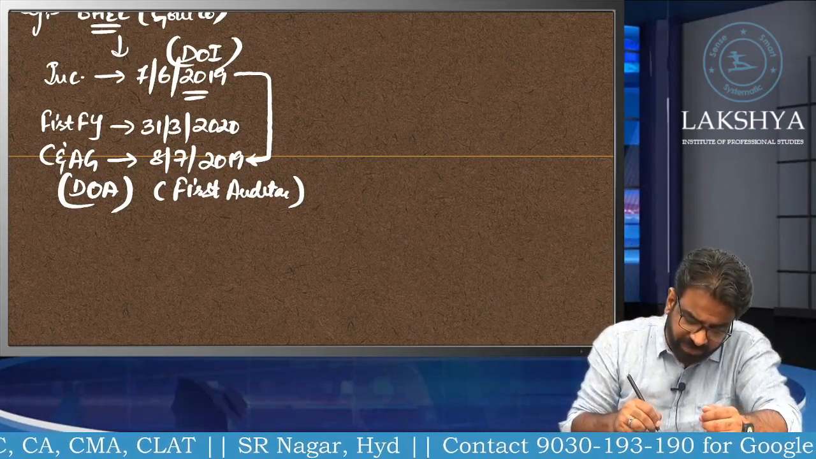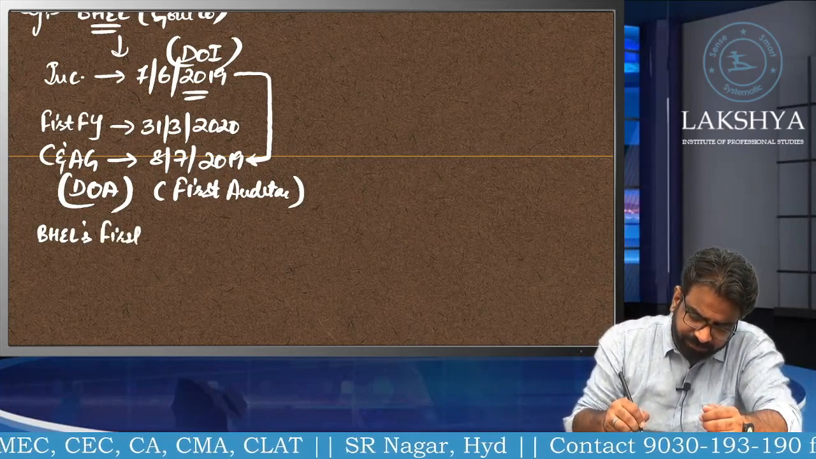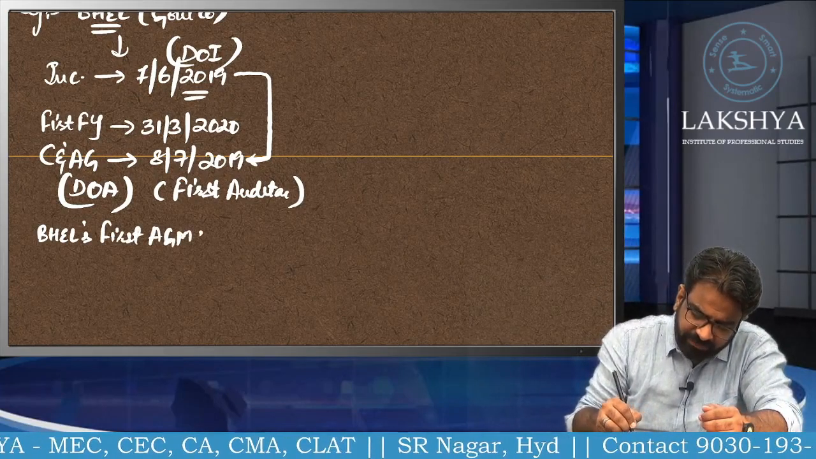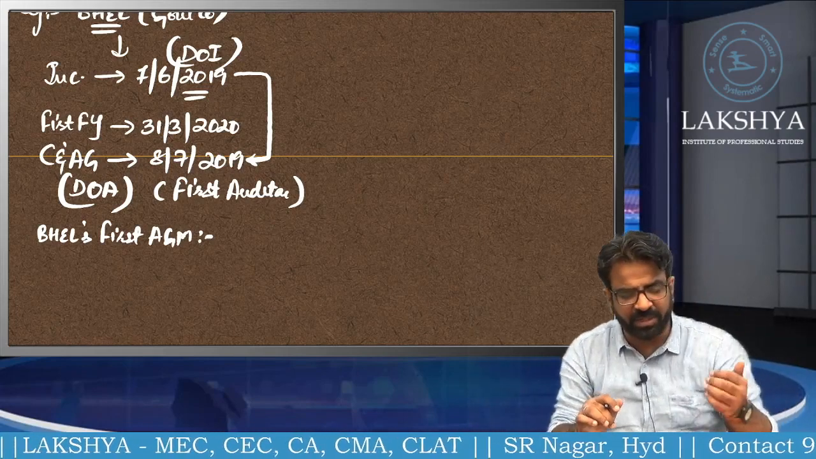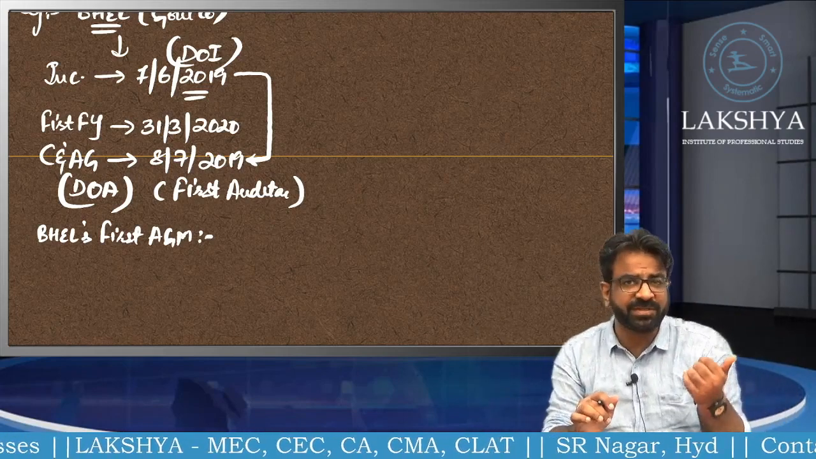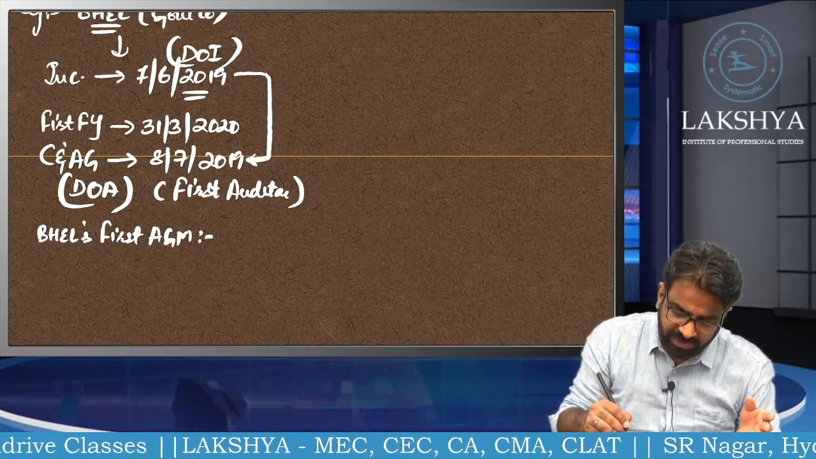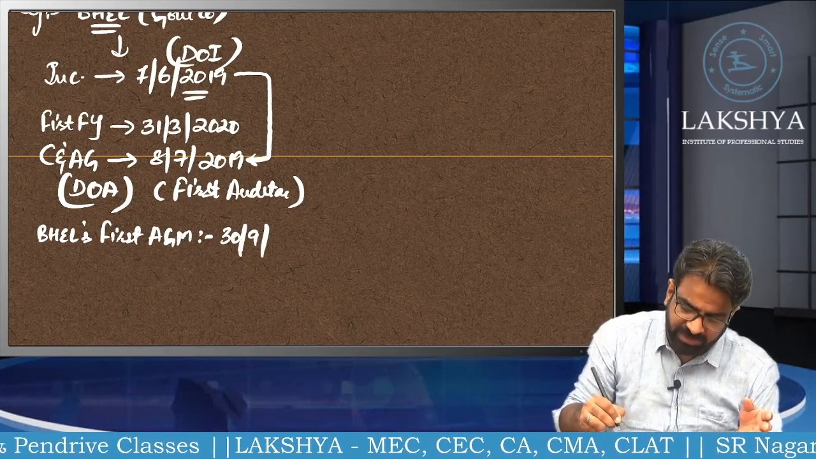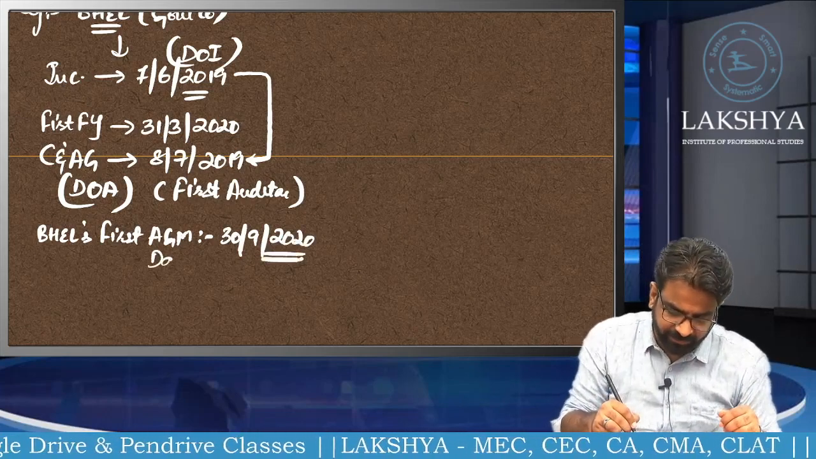So say for example, this BHEL's first AGM was conducted when? If we add 9 months to the financial year, I think it will come to 31st December 2020. Am I correct or not? So say for example, this company conducted it on 30th September 2020. This is the first AGM date.